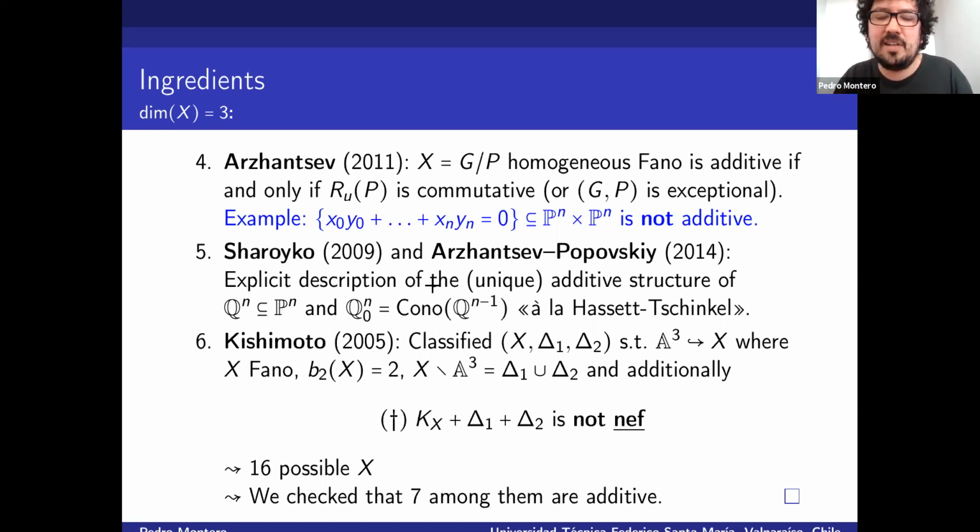Then you have, again, by Sharoyko, Arzhantsev, Popovskiy, an explicit description on quadrics. So you can do kind of the same thing in coordinates, the same thing that you did for the projective space P3, Hassett–Tschinkel. You can do it for quadrics.